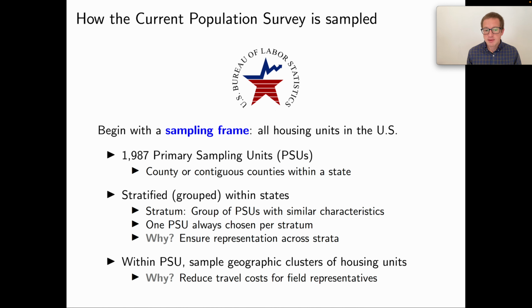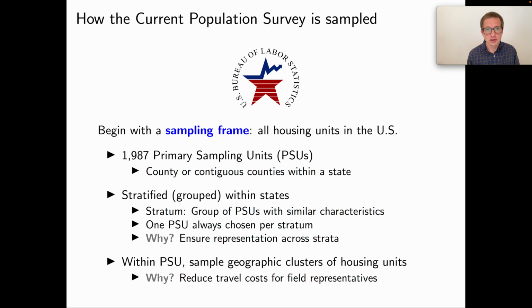Then in the next step, within each primary sampling unit, the study samples geographic clusters of housing units. You could think of this like a little neighborhood, which is super helpful for when field representatives go into the field and actually knock on the doors. The sample is geographically clustered so that they save a lot of time by knocking on several doors in one area.